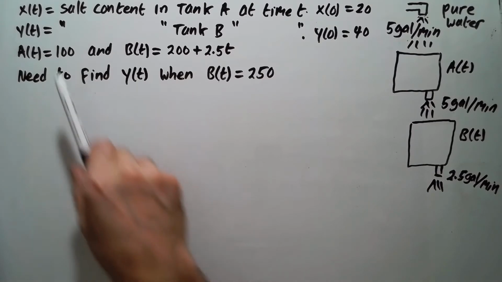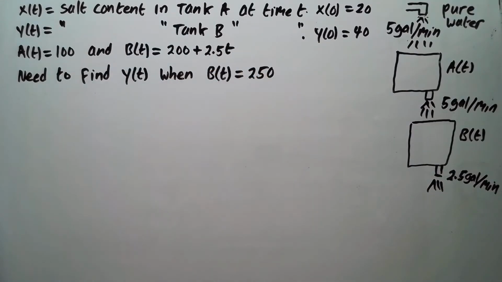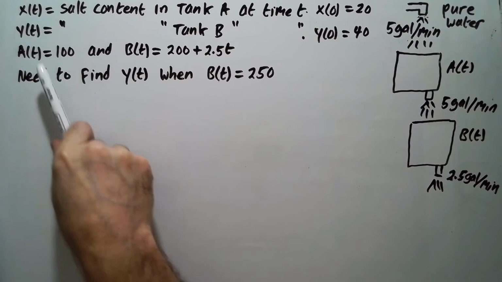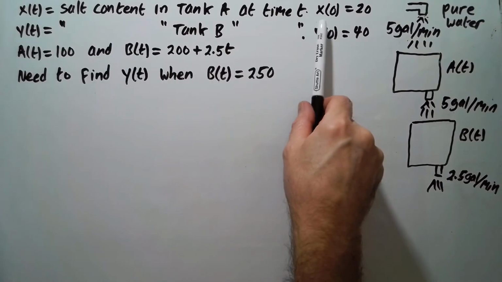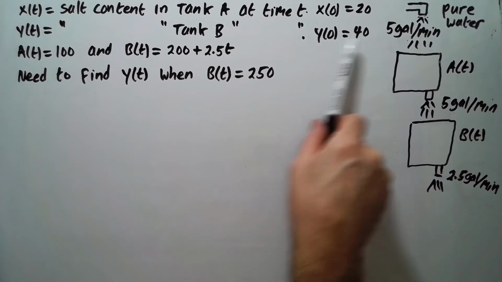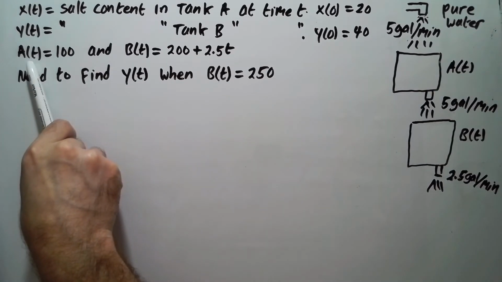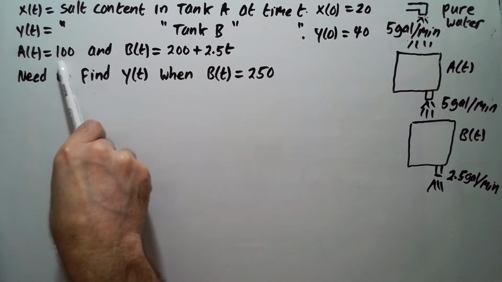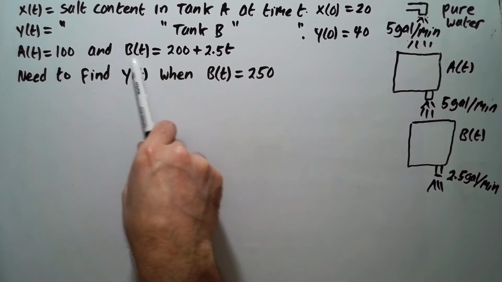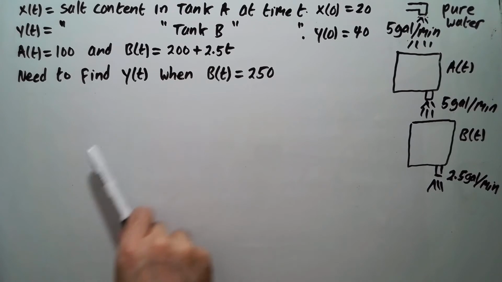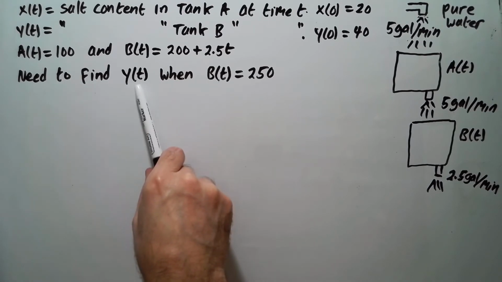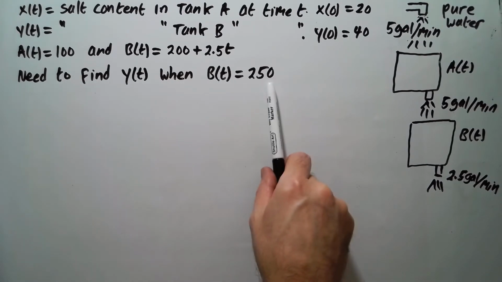Okay, so summarizing, we have x of t, the salt content in tank A at time t, and y of t, the salt content in tank B at time t. We have x of 0 is 20, y of 0 is 40. The volume of solution in tank A is 100, and the volume of solution in tank B is 200 plus 2.5 t. So we need to find y of t when b of t equals 250.